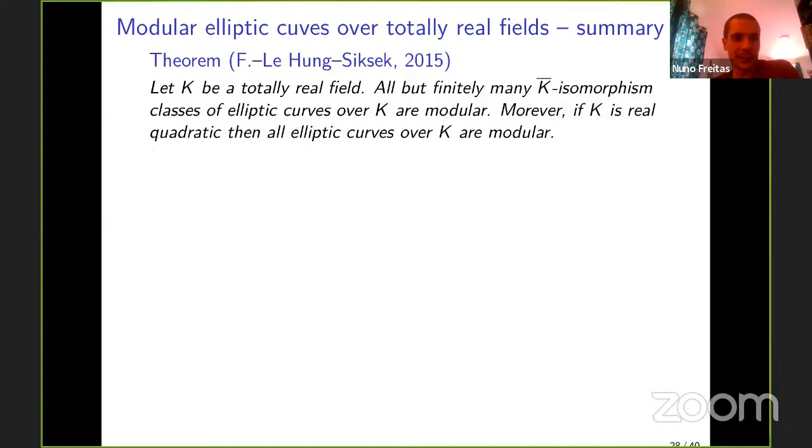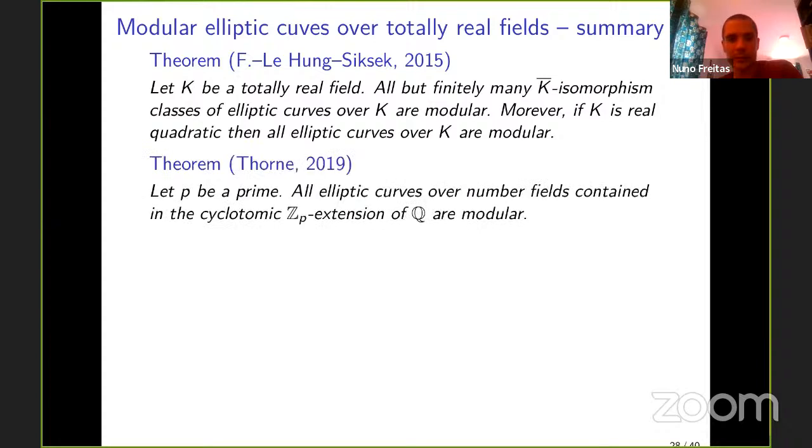Okay, so let me just remind you of all the results we have seen in a single slide. We have proved that for a fixed field K, there are only finitely many j-invariants corresponding to non-modular elliptic curves. And if K is real quadratic, then all elliptic curves over K are modular. Then Jack Thorne proved that all elliptic curves contained in the cyclotomic Z_p extension of Q are modular, and for all p.